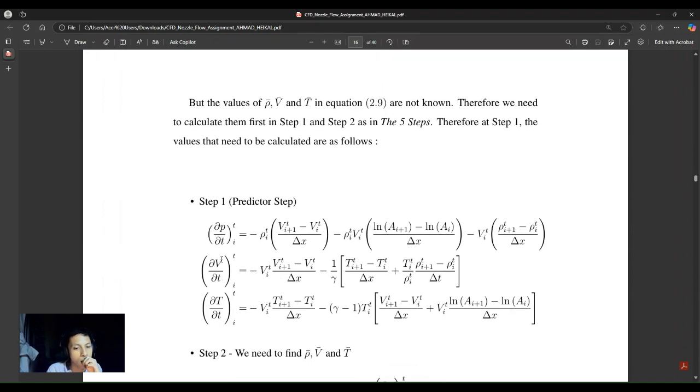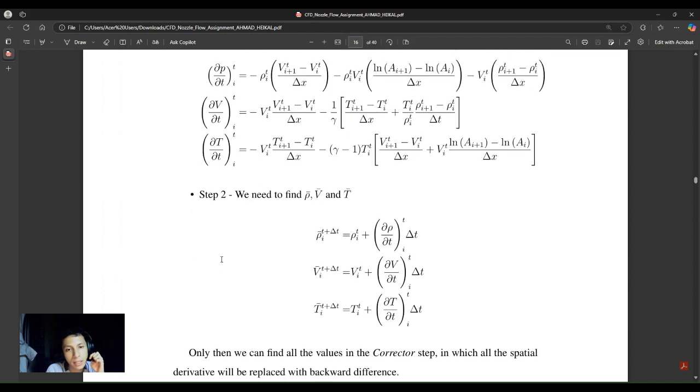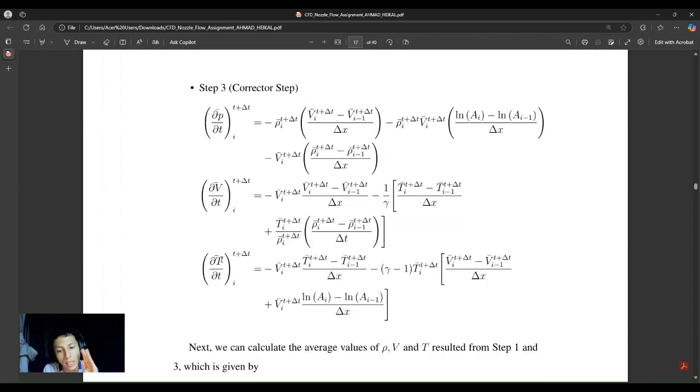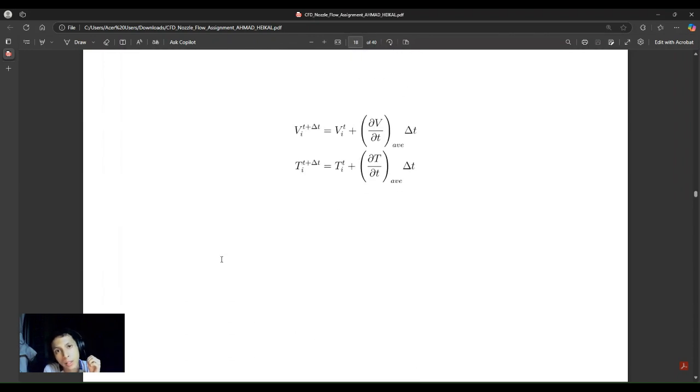So let us illustrate how we can compute the flow field variables using the MacCormack technique. We are going to consider the flow field variables at x equals 1.0.